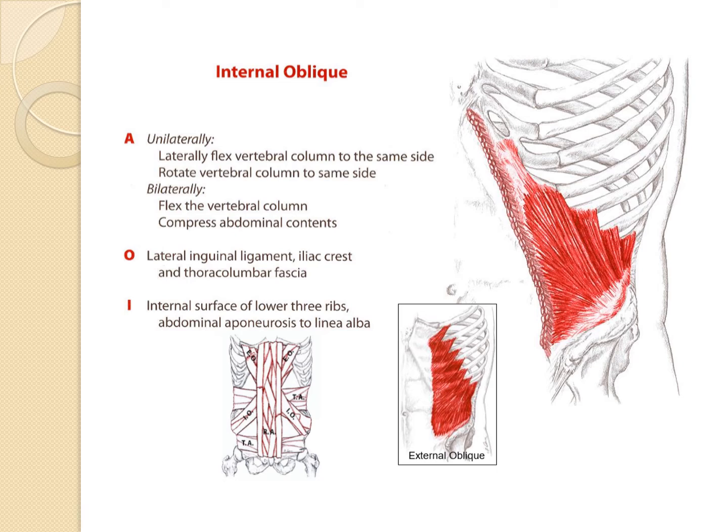The internal oblique also assists in the lateral flexion, rotation, and forward flexion of the spine while assisting to compress the abdomen. It originates on the inguinal ligament, iliac crest of the pelvis, and the sheet-like tendon of the lower back called the thoracolumbar aponeurosis. This muscle inserts on the lower 3 ribs and the abdominal aponeurosis, which is a thin sheet-like tendon in the center of the abdomen.